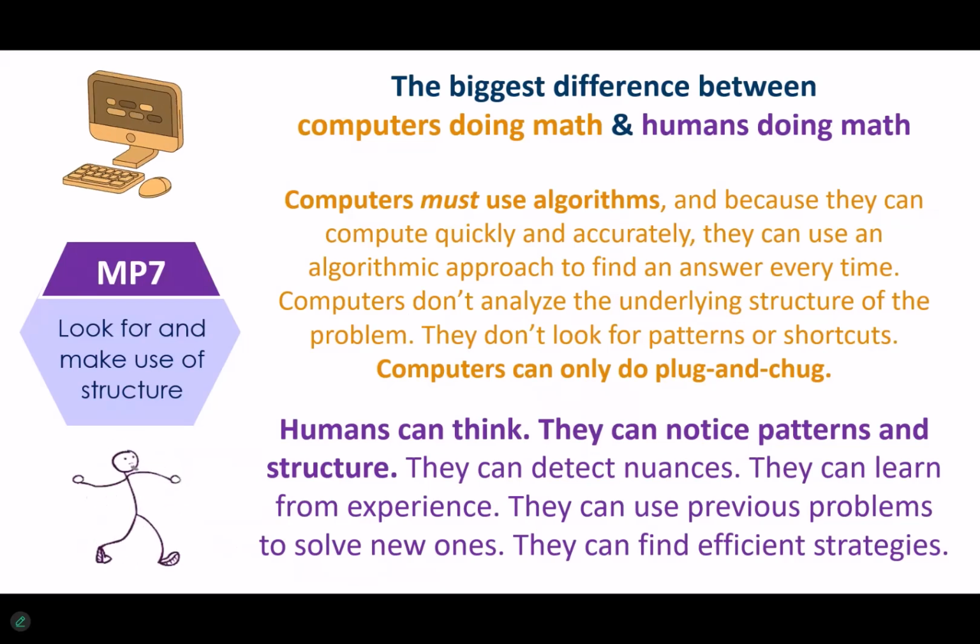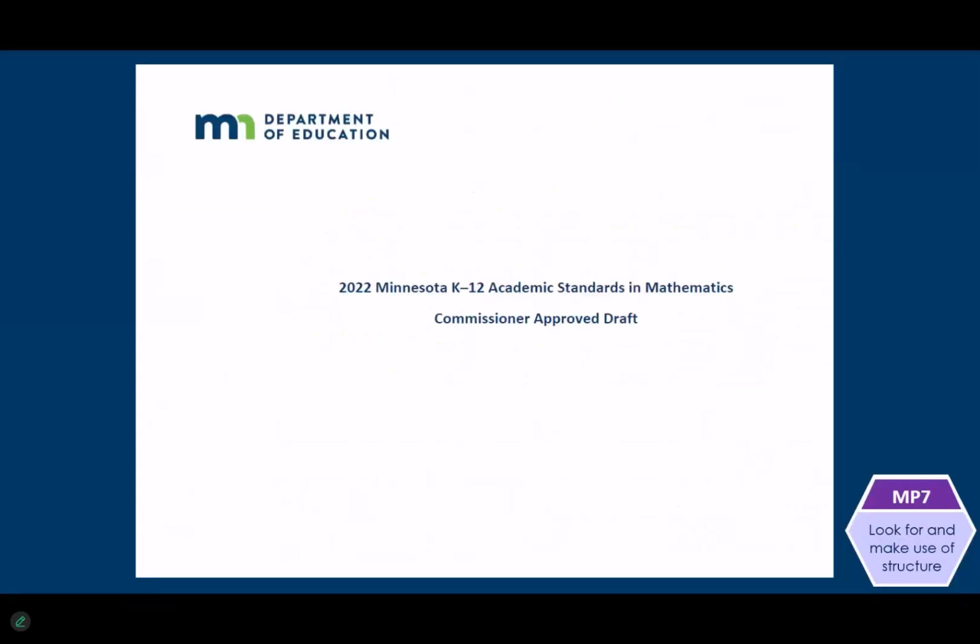A lot of times people will ask, in this era of AI, can't computers just do all the math? And they can do a lot of math. But if you look at that bottom paragraph, computers can only plug and chug, but humans can think. And look at that second sentence: they can notice patterns and structure. That sentence right there is Math Practice 7 that we're going to be looking at today. Humans can detect nuances. They can learn from experience. They can use previous problems to solve new ones.